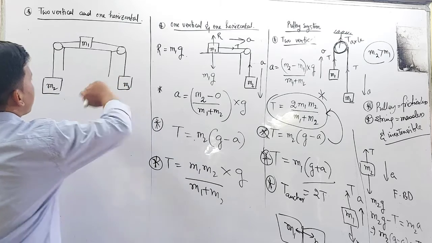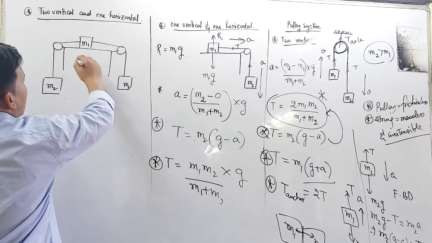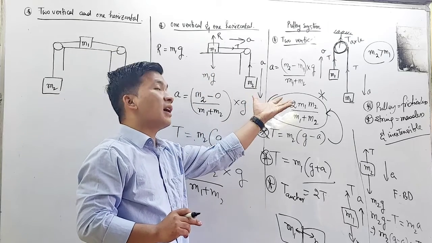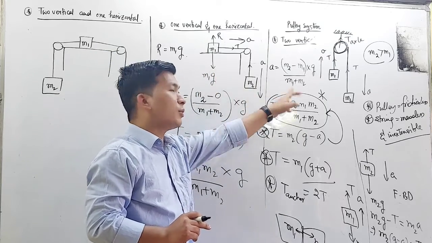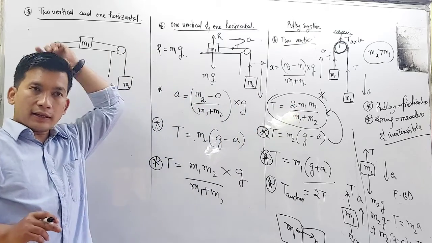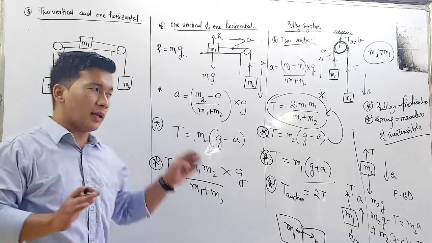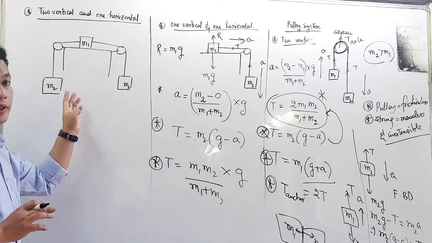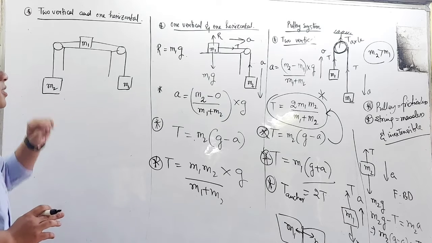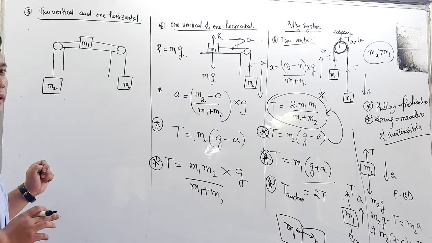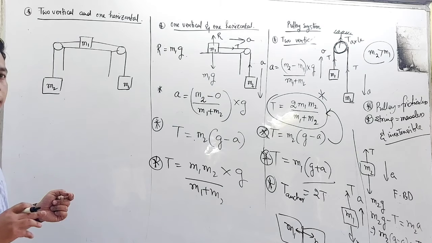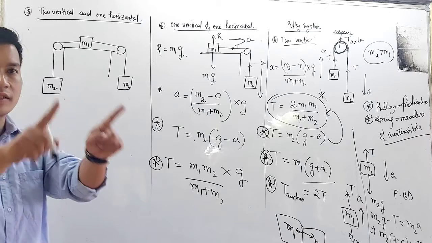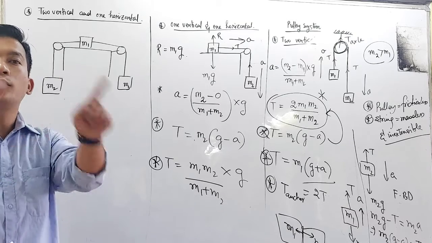Next, here we have 2 pulleys. In the first and second cases we had only 1 pulley, but in this one, on the extreme left hand side, we have a 2 pulley system. For a pulley system, how many strings? For 1 pulley we require 1 string. For 2 pulleys we require 2 strings.